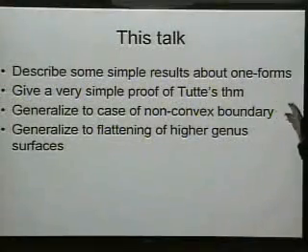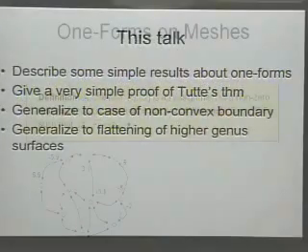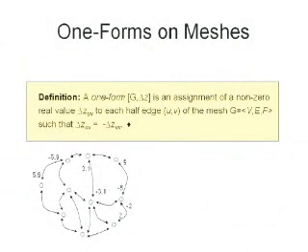So we're going to describe some simple results about something called one-forms. This will give us a very simple proof of the very useful Tutte algorithm. And then we'll talk about generalizing it to non-convex boundary and higher genus once we have all these tools. Okay, that's going to be our goal.